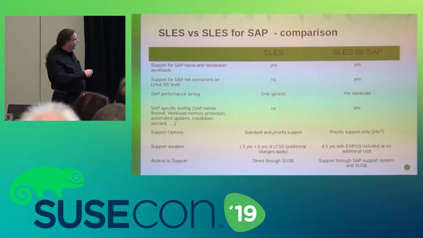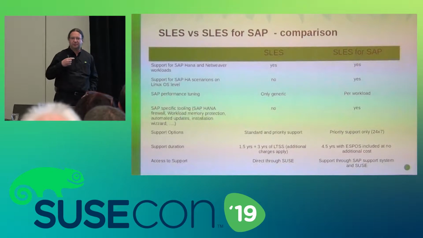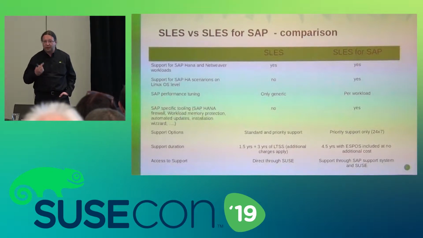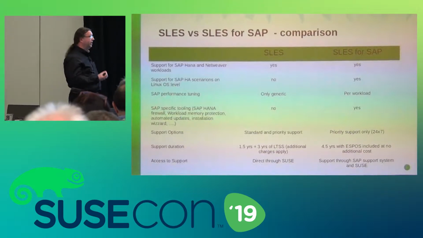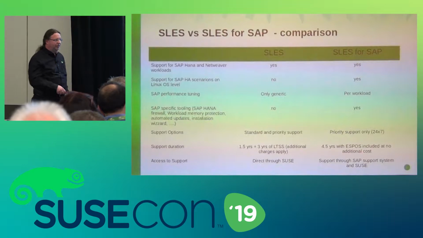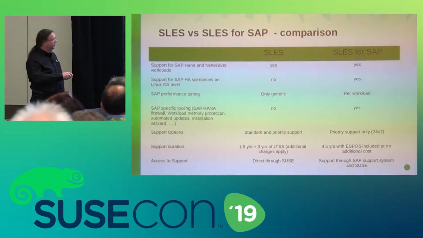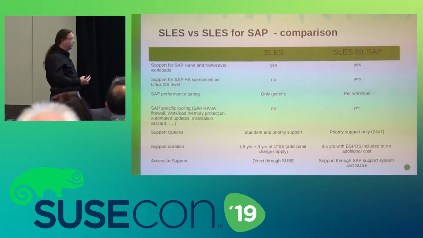The performance tuning that we're talking about, there is a generic tool in SLES, which is sapconf. Saptune is basically only available in SLES for SAP, which does performance tuning based on the SAP workload you put on the system. So there are differences between the tuning for HANA and the NetWeaver system. Right? That also applies to the SAP-specific tooling, so SLES doesn't have that. But SLES for SAP brings workload memory protection, the HANA firewall, and these kinds of tools with it.